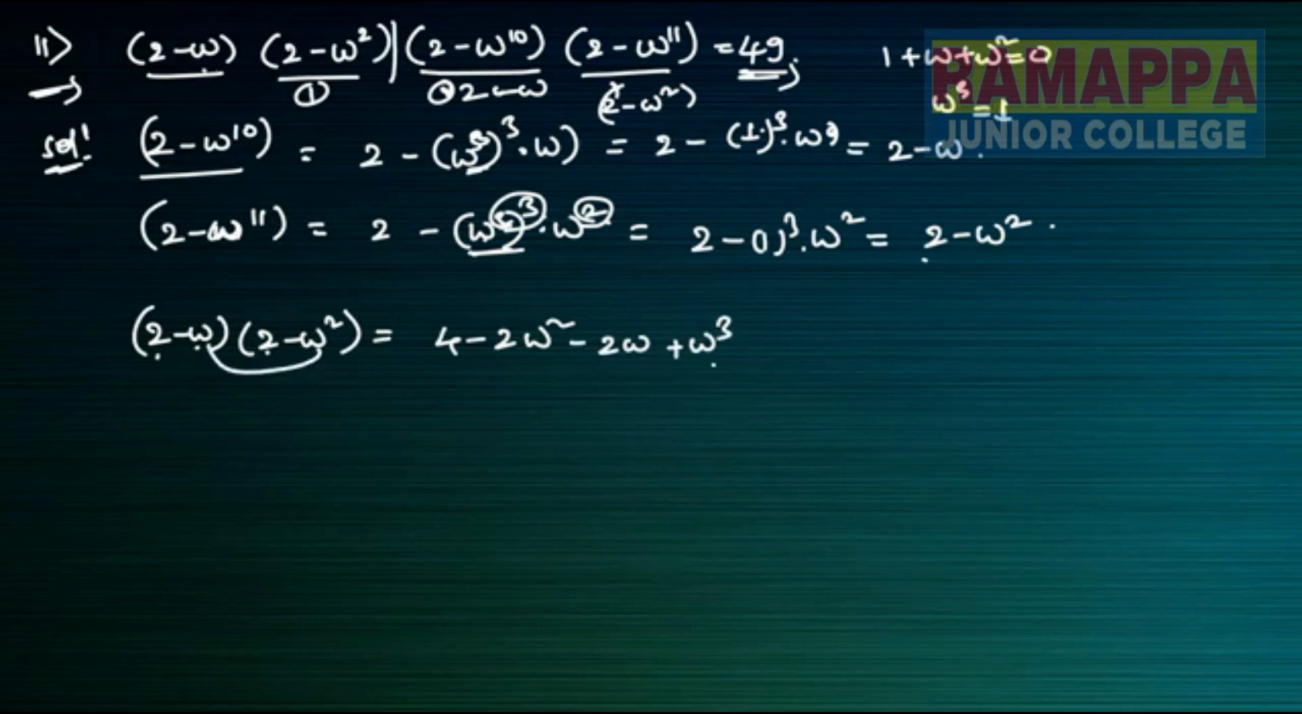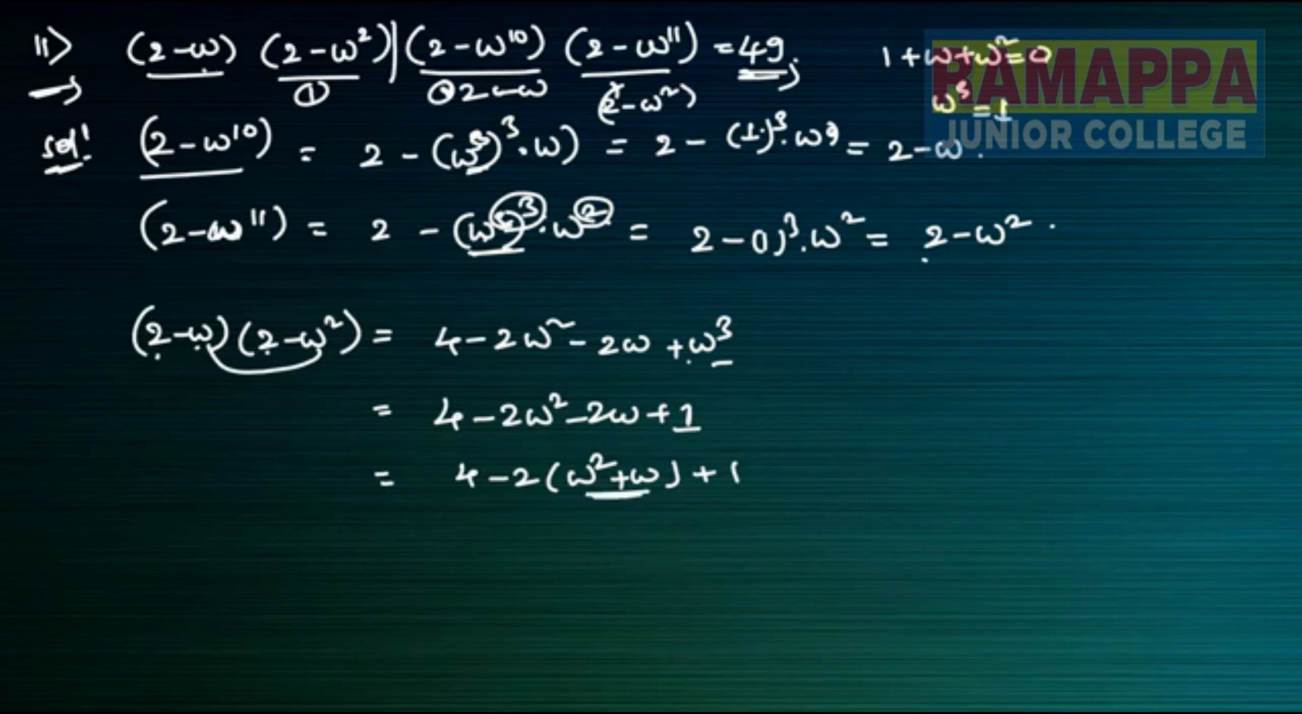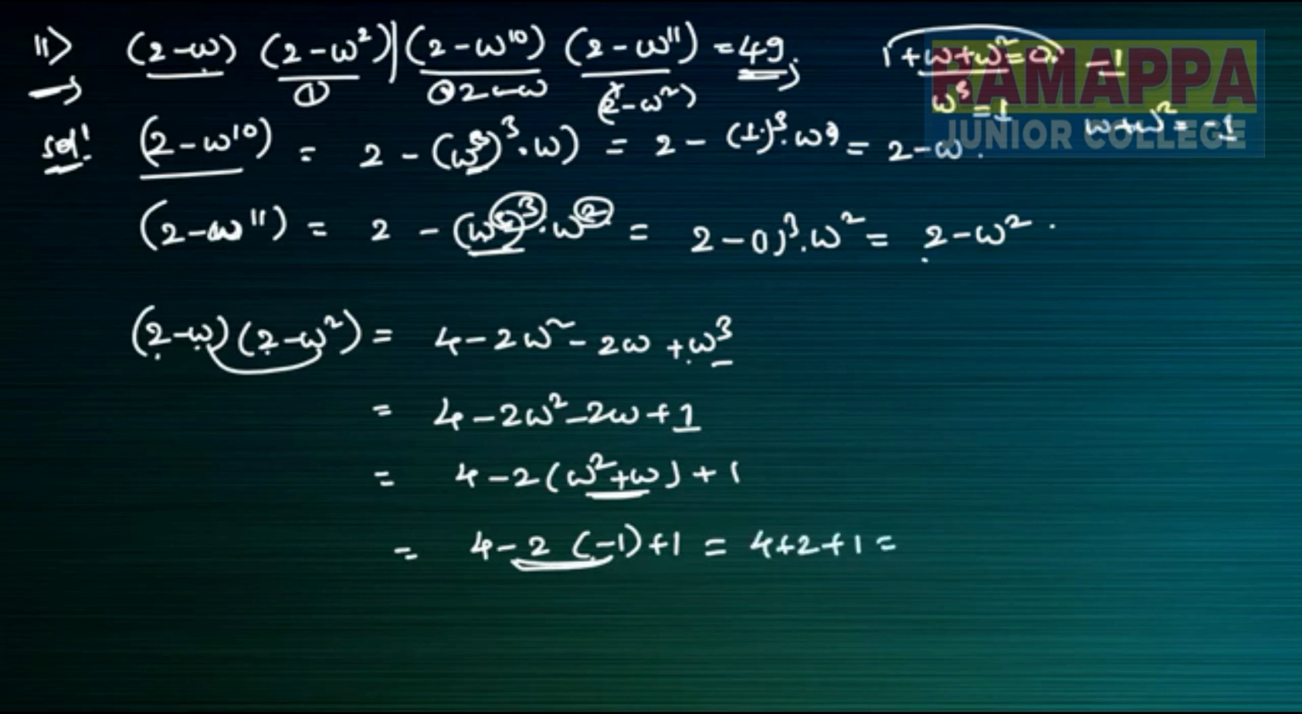So this into this here, this one. It will become 4 minus 2 omega square minus 2 omega plus omega cube is equal to 1 here. Here 4 minus 2 into omega square plus omega will come plus 1. From this one, 1 goes there, it will become minus 1. So omega plus omega square is equal to minus 1. So like this I will substitute in this one: 4 minus 2 of minus 1 plus 1, which is 4 plus 2 plus 1 is equal to 7.